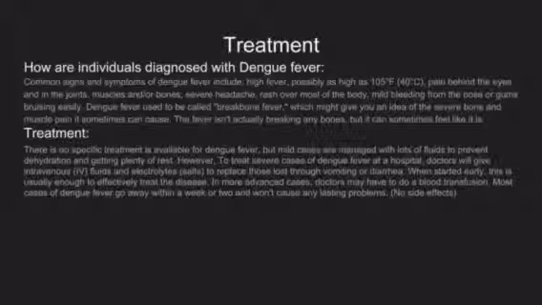Treatment. There is no specific treatment available for dengue fever, but mild cases are managed with lots of fluids to prevent dehydration and getting plenty of rest. However, to treat severe cases of dengue fever at the hospital, doctors will give intravenous fluids and electrolytes to replace those lost through vomiting or diarrhea. When started early, this is usually enough to effectively treat the disease. In more advanced cases, doctors may have to do a blood transfusion. Most cases of dengue fever go away within a week or 2 and won't cause any lasting problems.